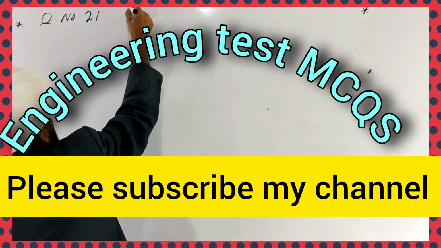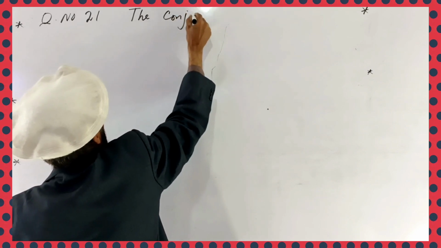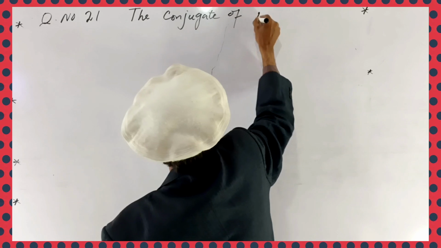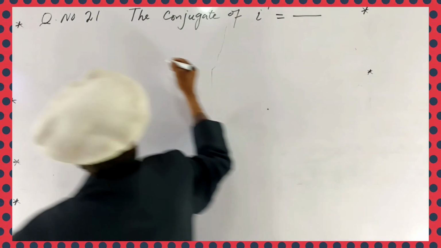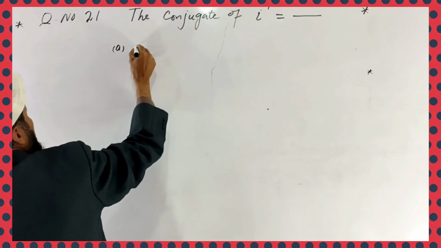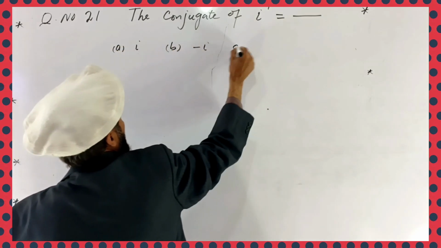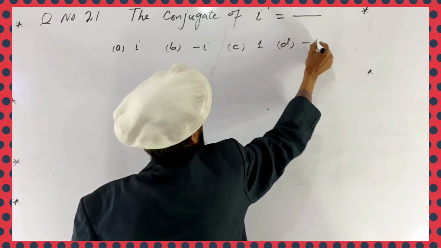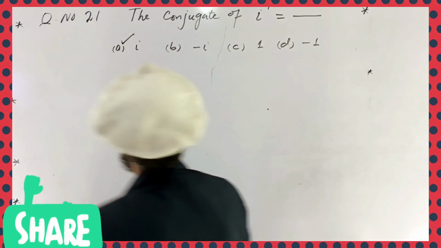The conjugate of iota to the power minus 1 is equal to what? Options: A iota, B minus iota, C plus 1, D minus 1. The correct answer is iota.